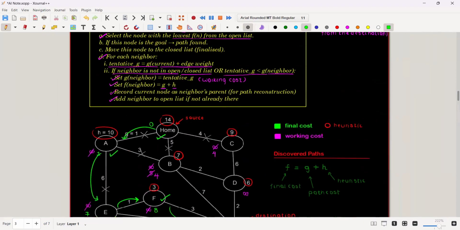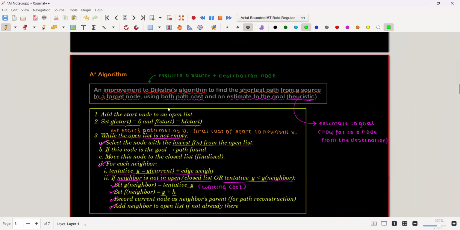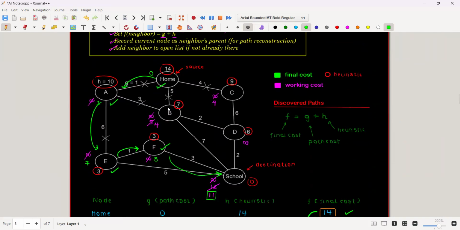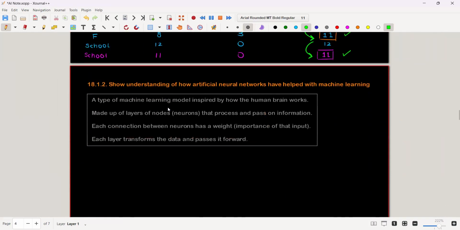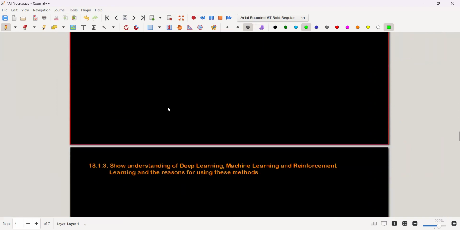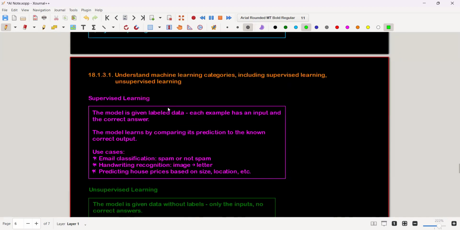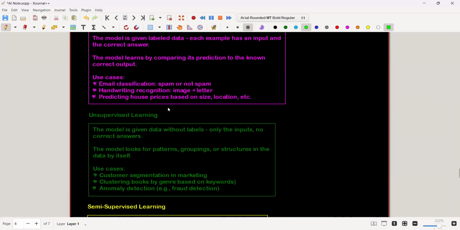So that's the end. Feel free to read through the algorithm again if you want to take a look at any of the specifics. But that's that. In the next part of the video, we'll continue looking at artificial neural networks, deep learning, machine learning, and reinforcement learning, as well as supervised and unsupervised learning. Good luck for your exams.